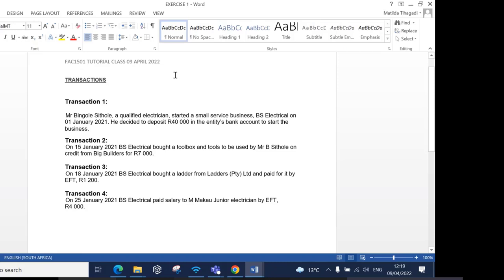You're looking at the bank statement. There's money that came in for 40,000 on the 1st of January, and the reference on that bank statement says capital contribution by Bingoli Sithole. The question is, where am I going to record this? You're going to record it in the cash book receipt.